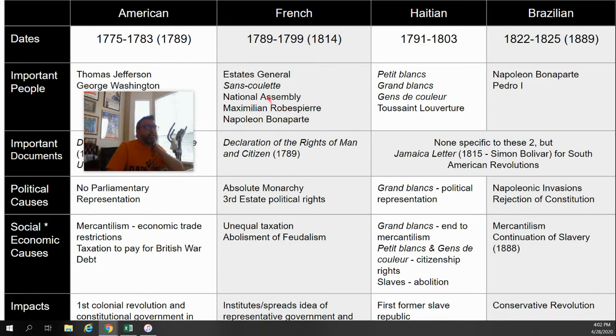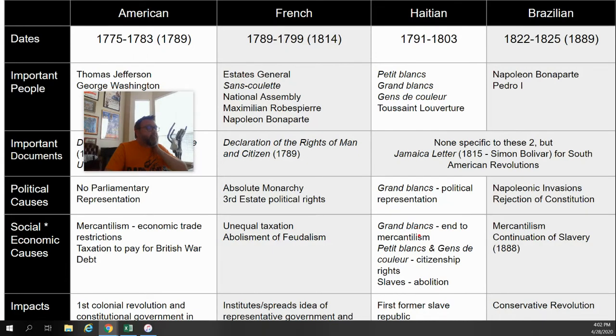So you have an Enlightenment idea of natural rights coming from France. They all want rights. The colonists want an end to French government. So they want political rights, especially the rich whites, the Grand Blancs. The people of color want to be free and be citizens. Okay, so the different causes. Political looks like the American Revolution. Political representation, don't want to be a colony. But the social and economic elements are different.